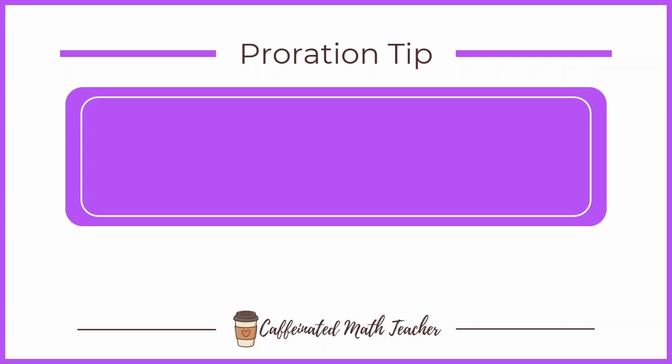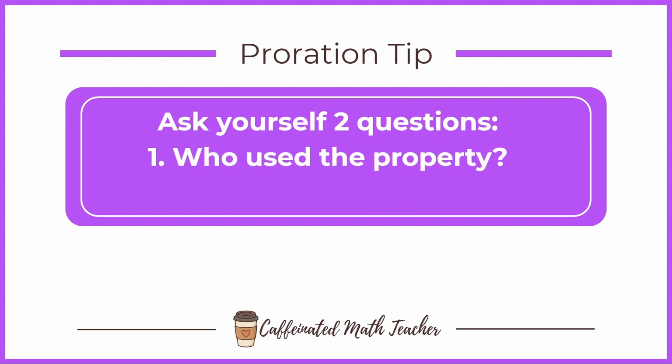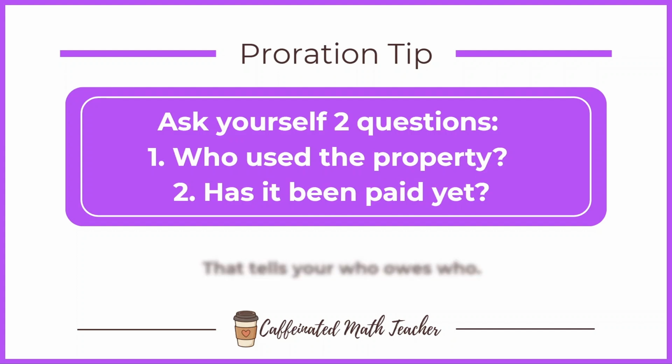Here's a tip that will make these problems much easier. Instead of trying to memorize rules, just ask yourself 2 questions. Who used the property and has it been paid yet? If the seller used it and it hasn't been paid, the seller owes the buyer. If it's already been paid, then you reverse it. That simple thought process will help you avoid second-guessing yourself.